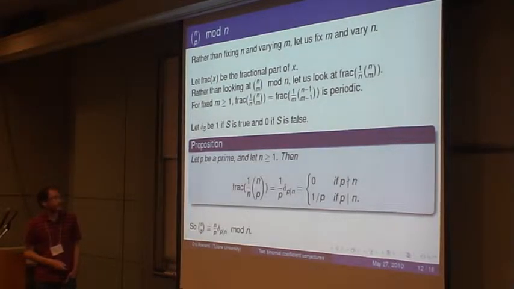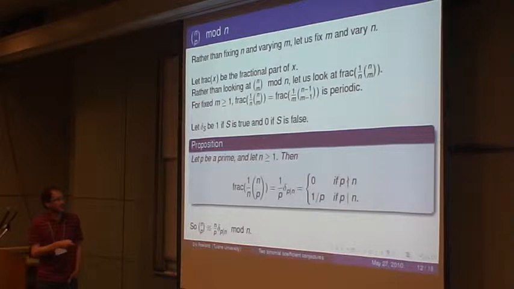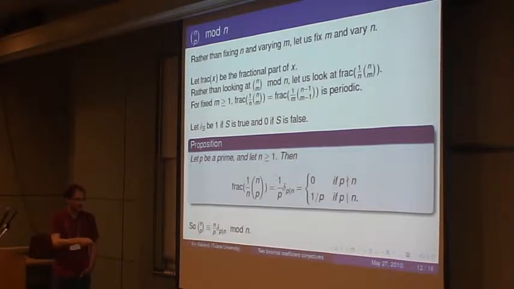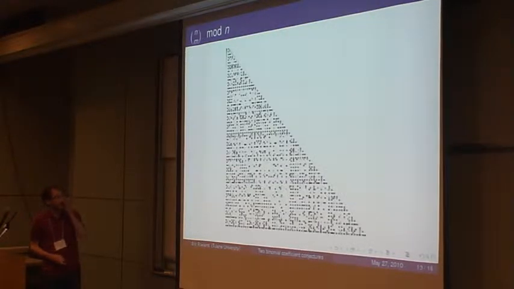Right, and here's the first sort of result. For m prime, the fractional part of n choose p divided by n is either 0 if p doesn't divide n, or 1 over p if p does divide n. So I'm using this little delta as sort of an indicator. So here's another way of writing it. So at least for prime m, it's not too hard to see what happens.